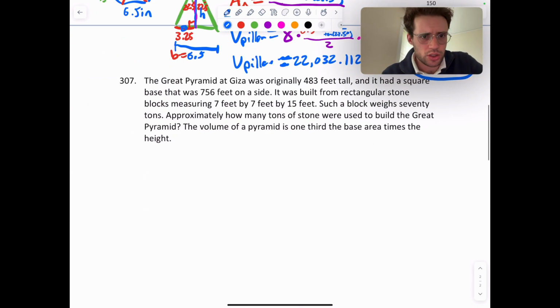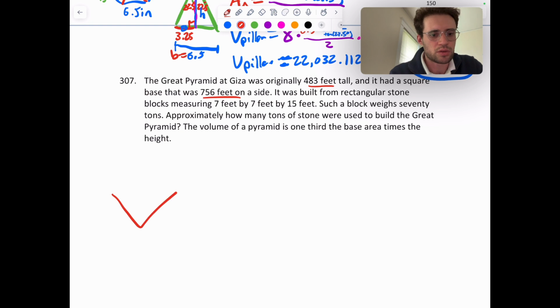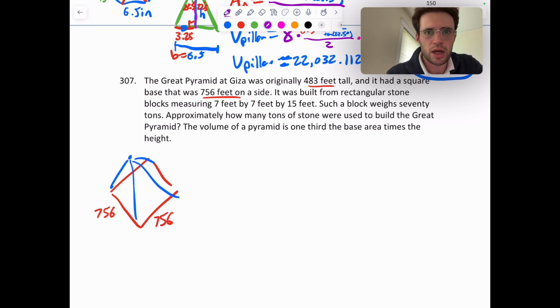All right, so the last question we have here: the Great Pyramid of Giza was originally 483 feet tall, and it had a square base that was 756 feet on each side. So we can draw a square, 756 by 756. Our height is 483. So the vertex, they all go to the vertex. And if you drop down in altitude from there, it would be 483.